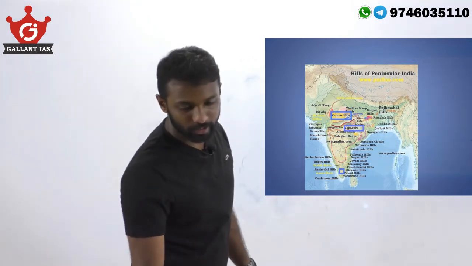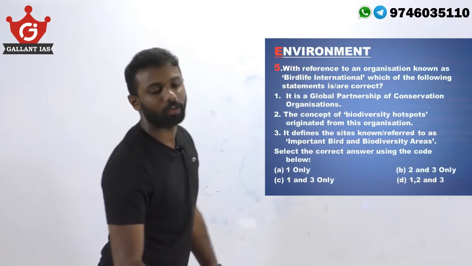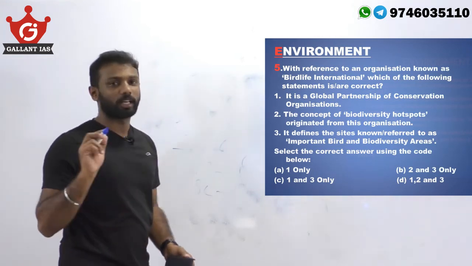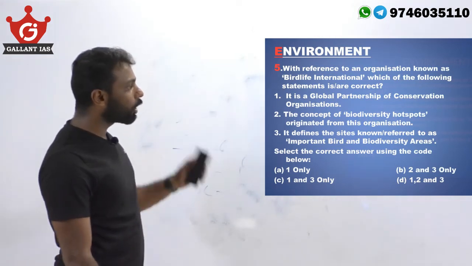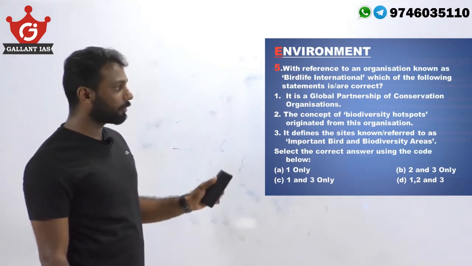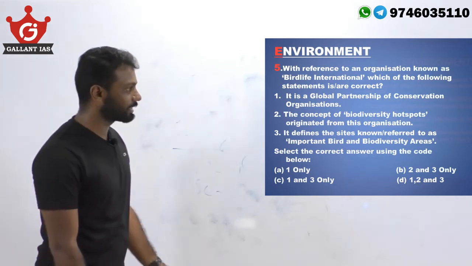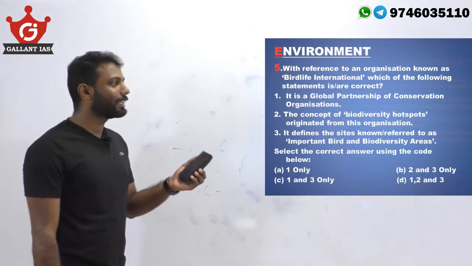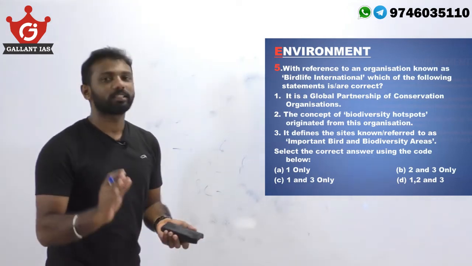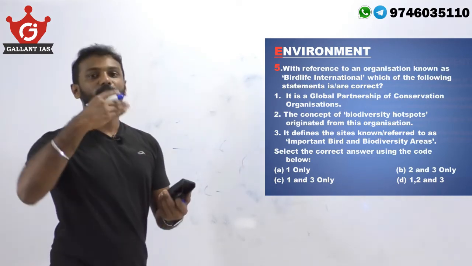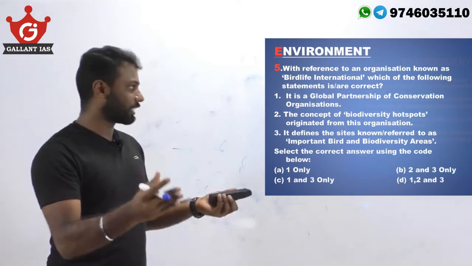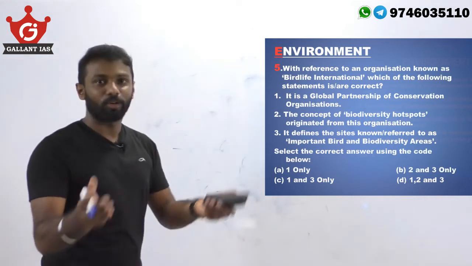Moving on to the next question on environment regarding an organization called BirdLife International. Which of the following statements is or are correct? Statement number 1, it is a global partnership of conservation organizations. Statement 2, the concept of biodiversity hotspot originated from this organization. Statement 3, it defines the sites referred to as important bird and biodiversity areas. So regarding some organizations, we must clearly notice their objective, their funding pattern, their governing body, and their role in public, whether it is related to environment or science and tech or economy, and so on.